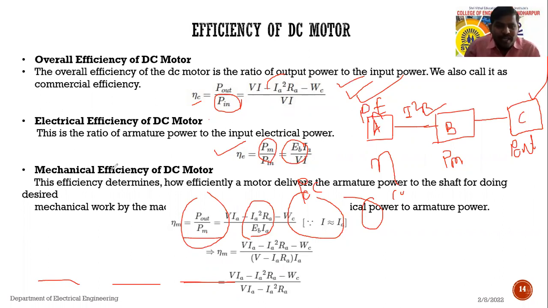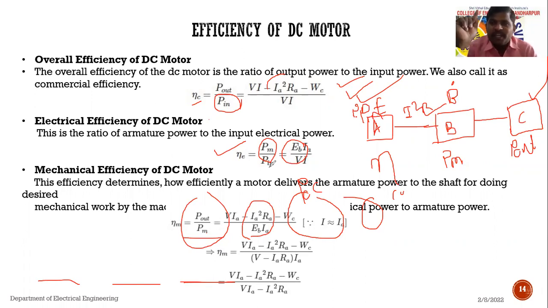Now, while calculating the electrical efficiency, the electrical power developed in the armature, that is stage B, is the output in that case, and the power input is the input in that case. So B divided by A is nothing but PM divided by P in: the power developed in the armature of the motor divided by the input power. This is the electrical efficiency.